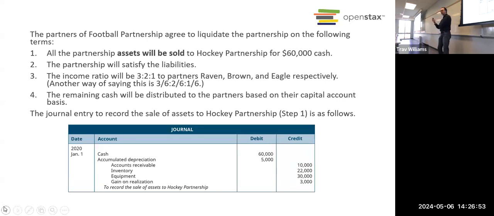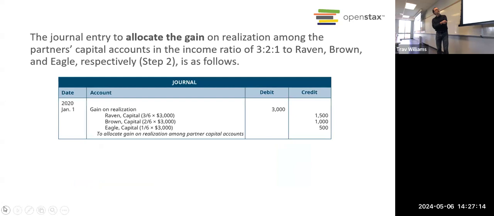We've done that before, right? Basically, you add up the debits, we get $65,000, subtract the value of the assets, and what's left over is your gain. Okay, then that $3,000 gain gets split among the partners. In this case, there are 3 partners. Their split is Raven gets $3 for every $2 that Brown gets and every $1 that Eagle gets. So it's 3 to 2 to 1.